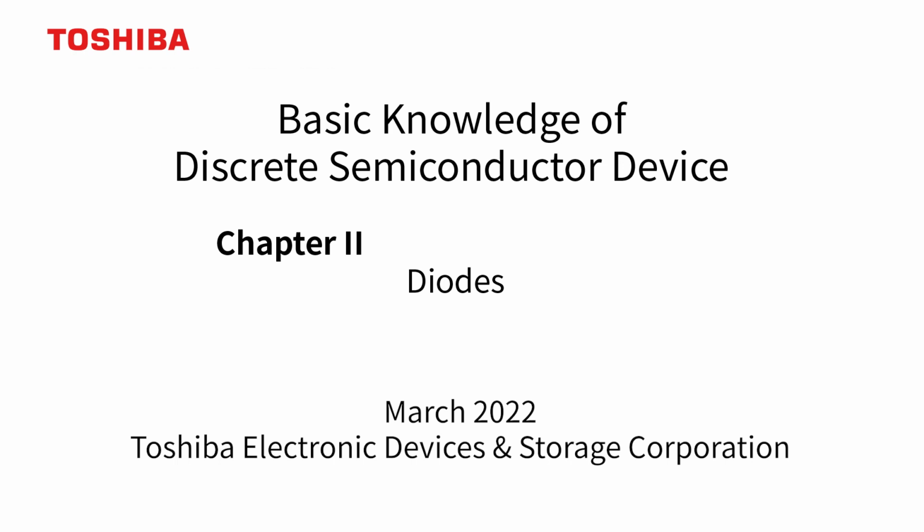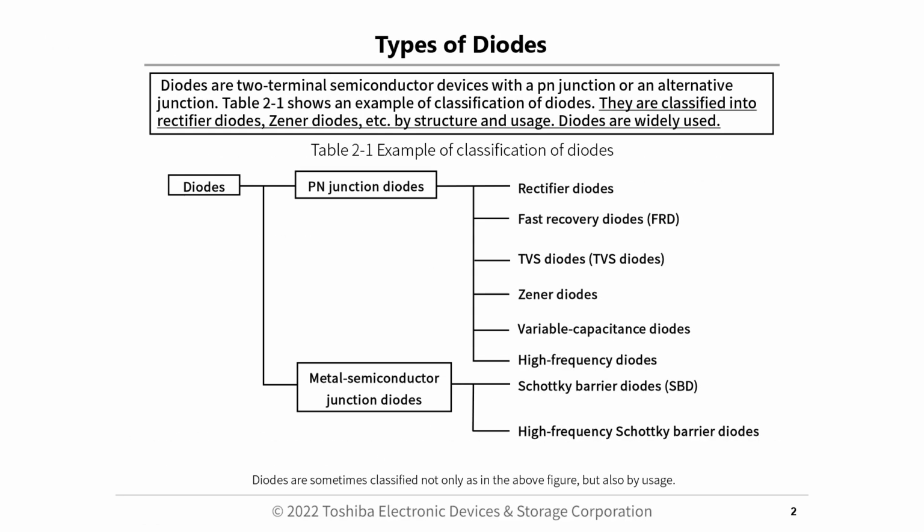Chapter 2. Diodes. This video explains the types of diodes and their characteristics. Types of diodes. Diodes are two-terminal semiconductor devices with a p-n junction or an alternative junction. Table 2-1 shows an example of classification of diodes. They are classified into rectifier diodes, Zener diodes, etc. by structure and usage. Diodes are widely used.